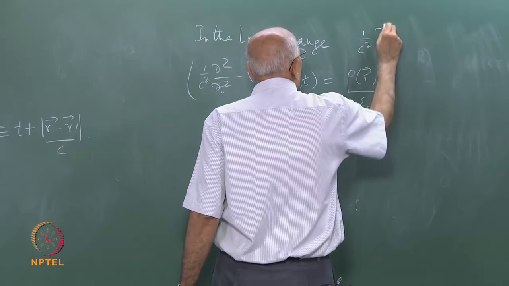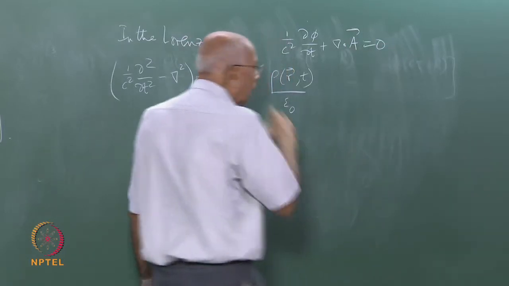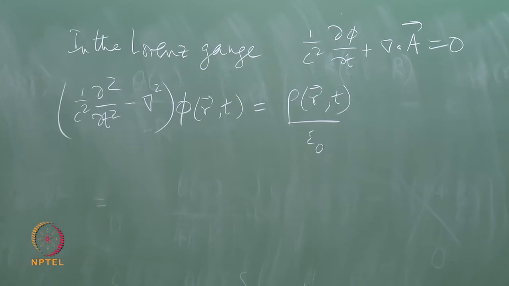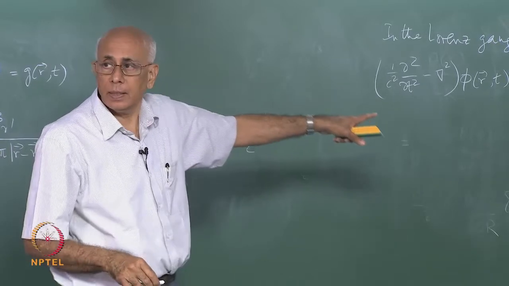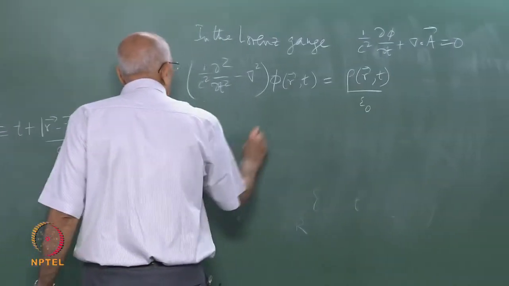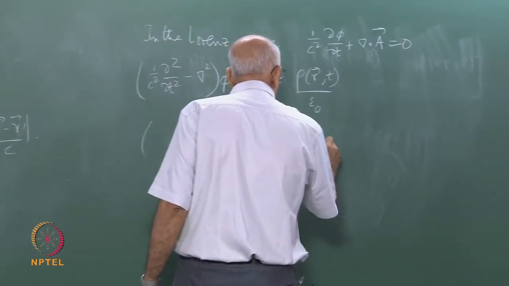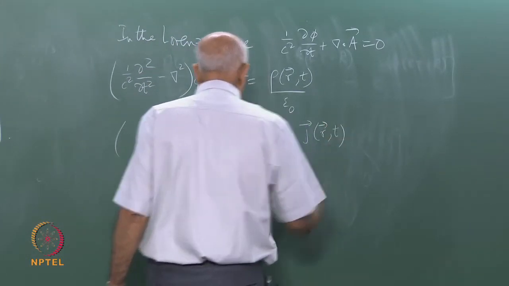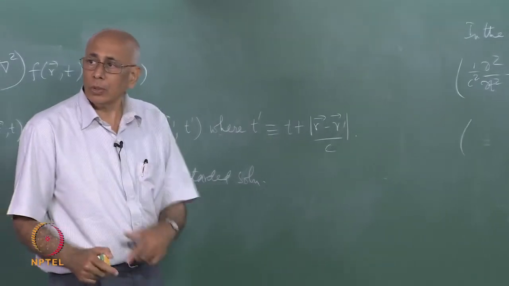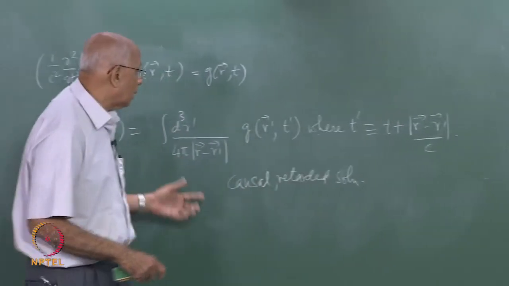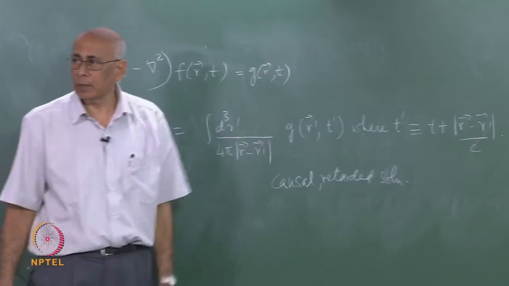Where you have 1 over c squared d phi over dt plus del dot A equal to 0 in that gauge. In this gauge you have the wave equation with the source term for the scalar potential being the charge density, and the same operator acts on the vector potential A of r comma t equal to mu naught j of r comma t. You can write this for each Cartesian component of A, and then you have a set of wave equations, and the formal solutions to these equations, which are causal and retarded, are given by this, where g is respectively either rho over epsilon naught or mu naught j, each Cartesian component.